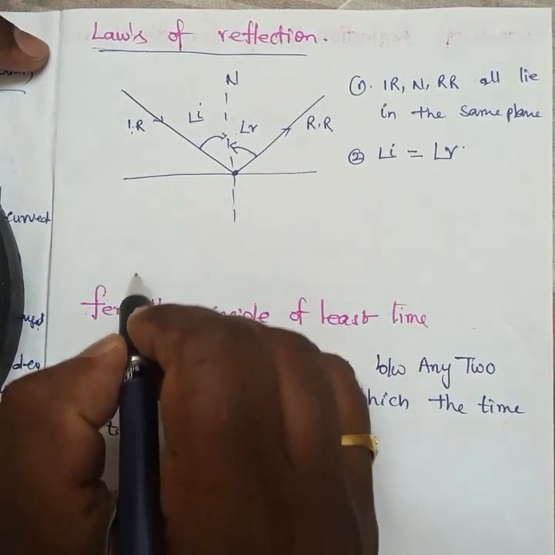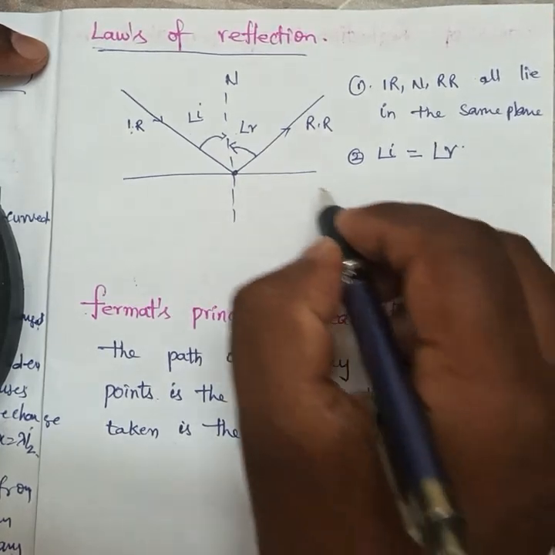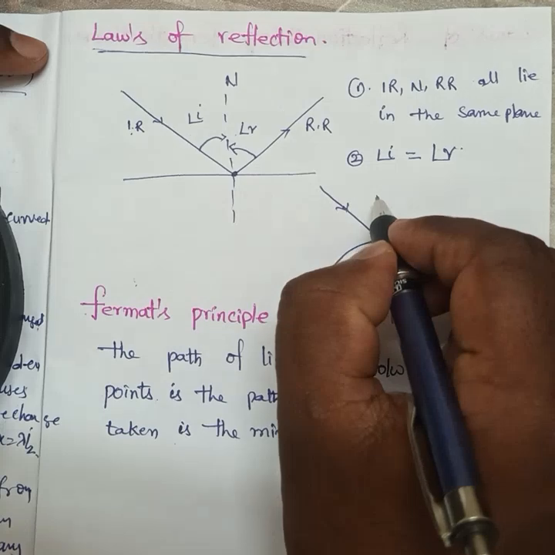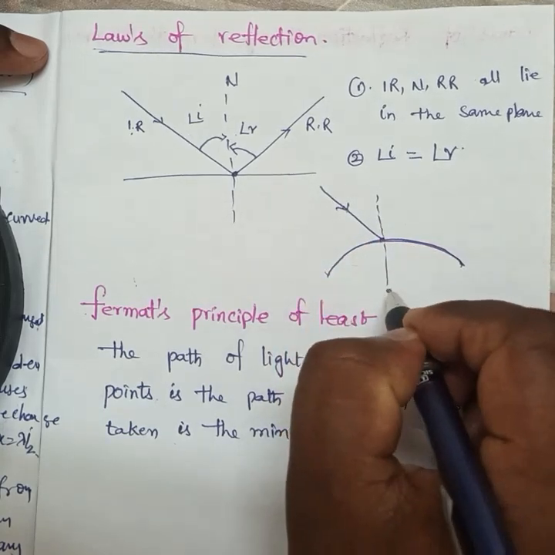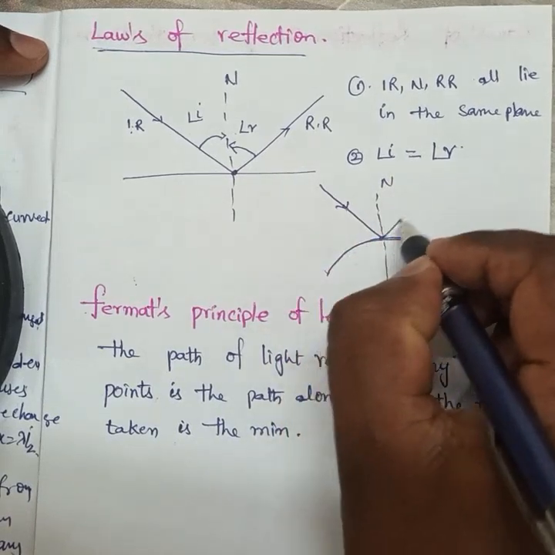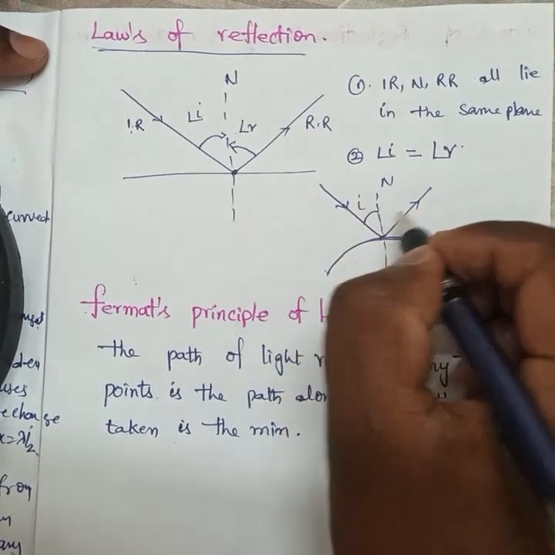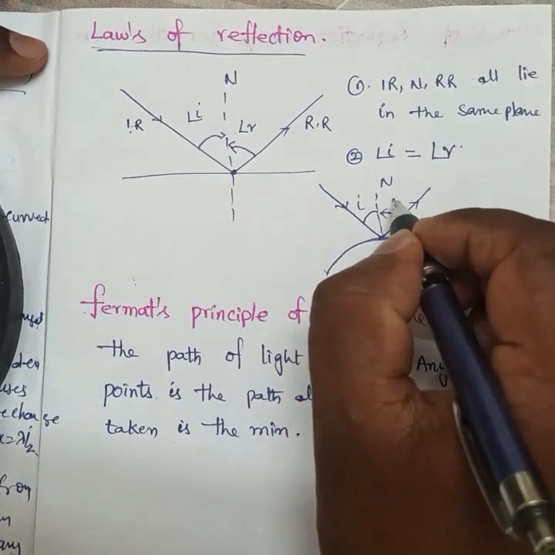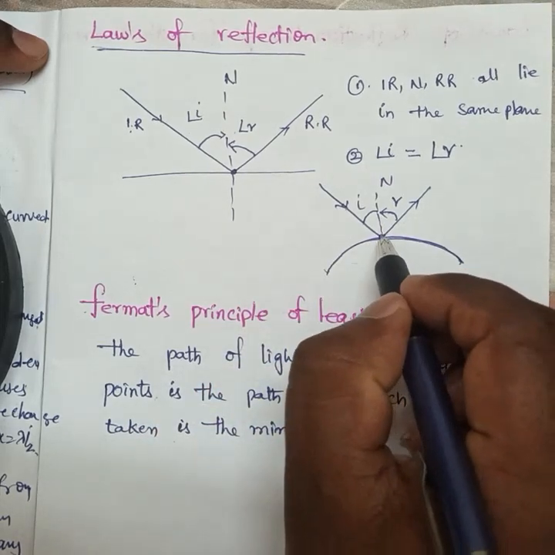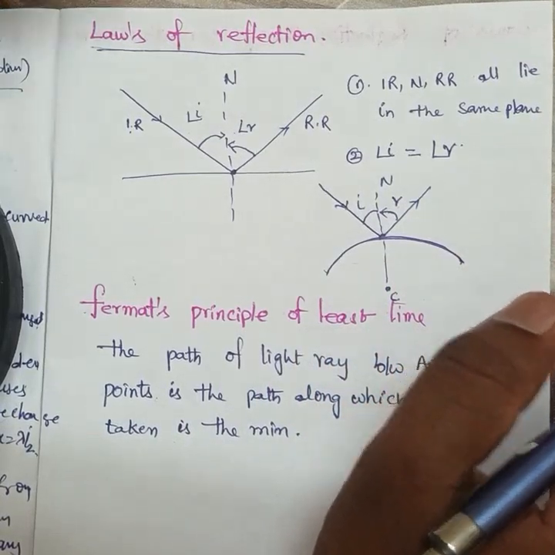For example, if you take a convex surface, whenever light is incident at this point, we need to make a normal. Normals pass through the center of curvature, and the light is reflected back into the same medium. The incident ray makes an angle with the normal, the angle of incidence. The reflected ray makes an angle with the normal, the angle of reflection. At any instant, the angle of incidence equals the angle of reflection. That is the law of reflection.